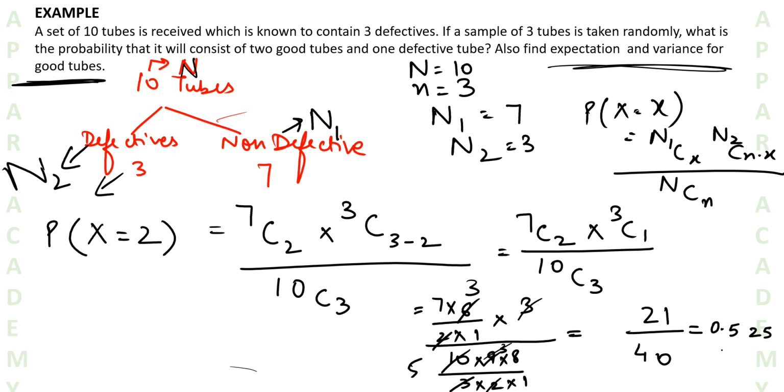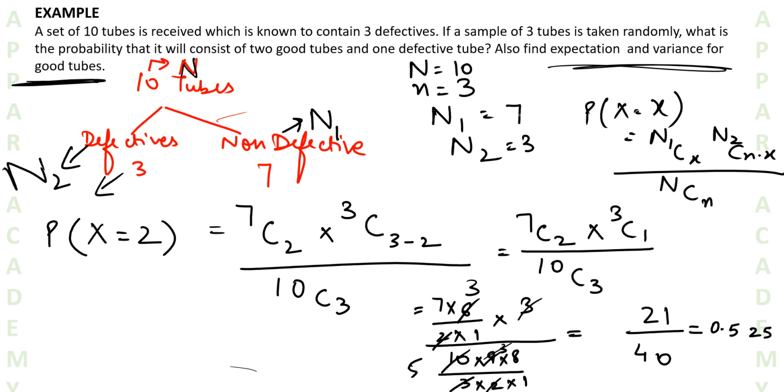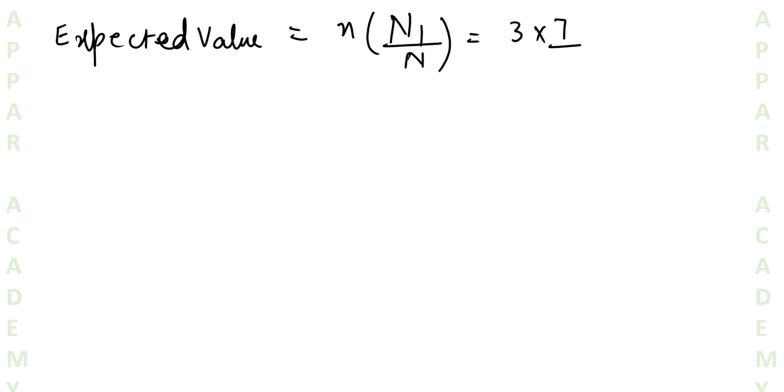After that, we are asked to find expectation and variance for good tubes. So the expected value of good tubes is simply equal to n into N1 upon capital N. Small n is 3, then it's 7, so 3 into 7 by capital N, which is 10. So this becomes 21 upon 10, which is equal to 2.1.